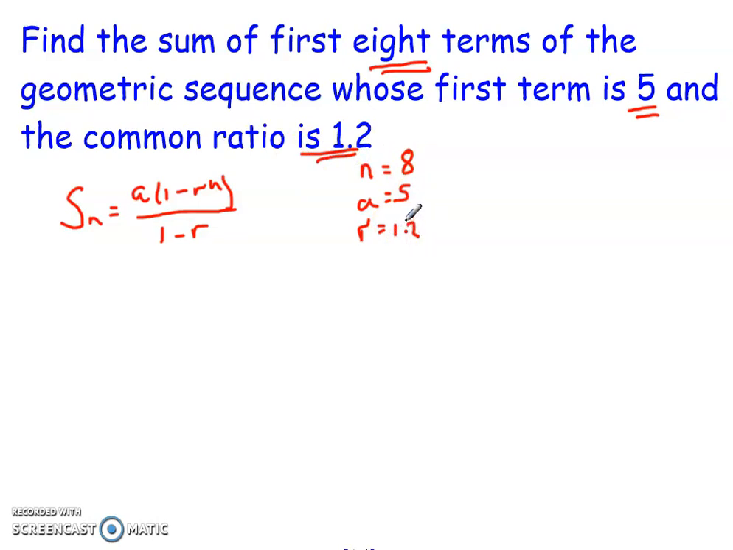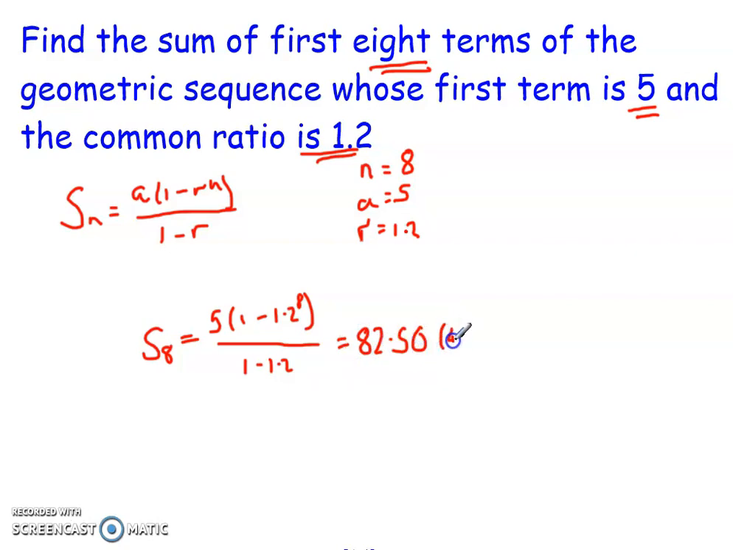Once we've got all of that information, we can quite simply substitute it into the formula and calculate it out. So my sum to 8 terms of this sequence is equal to 5, bracket 1 minus r to the n, so 1 minus 1.2 to the power of 8, all divided by 1 minus 1.2. Now this kind of question, with those types of numbers, you can just fire it into the calculator. What you'd end up getting for that one is 82.50 rounded to 4 significant figures.